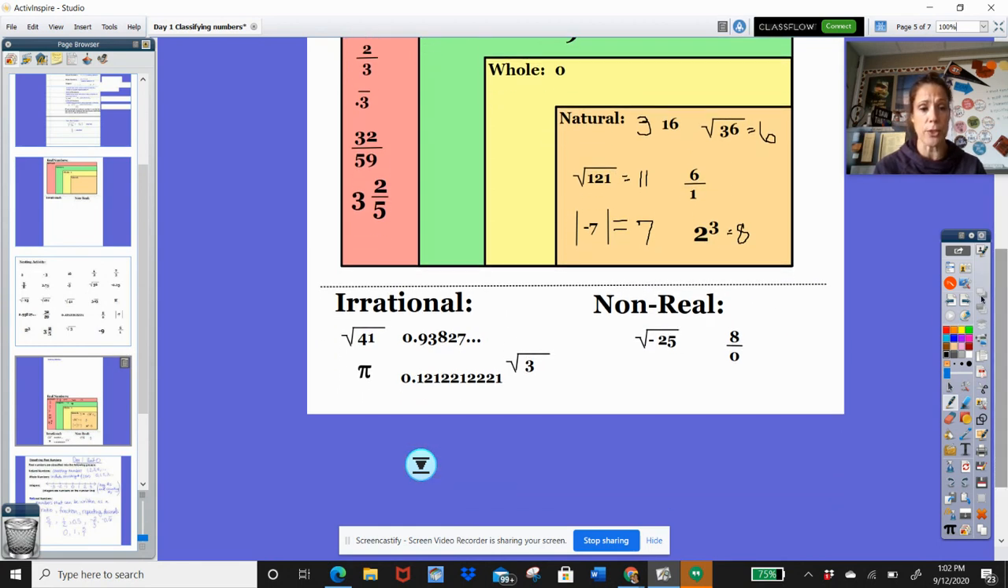Down at the bottom here are your irrationals. Here's a non-repeating decimal, and any square root that's not a perfect square would go here. The example pi is a decimal with no pattern, and nothing is repeating. The square root of a negative number is always non-real, or if you're dividing by 0, that's something that's undefined. Again, we aren't going into this right now.